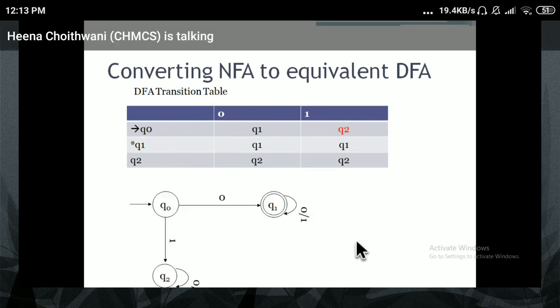The next step is to convert the DFA table to the transition diagram. I hope you can convert that. Check here. Q0 on 0 is moving to Q1, that is my final state. Q1 on 0 is moving to Q1, we have a loop. And Q0 on 1 is moving to Q2, that is my new state.